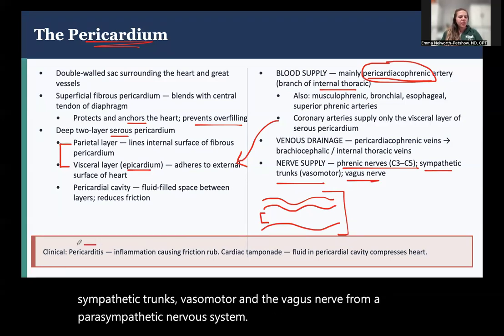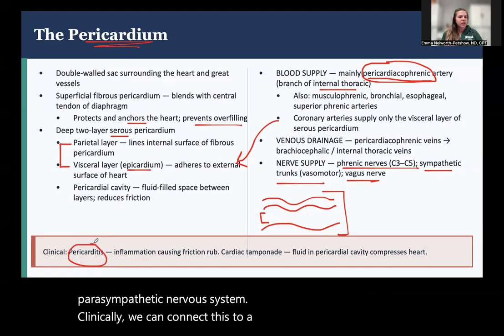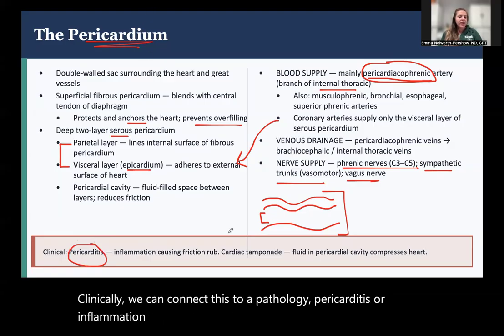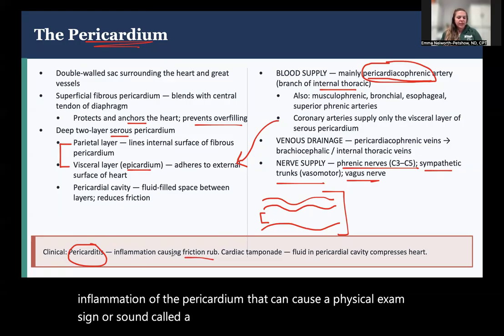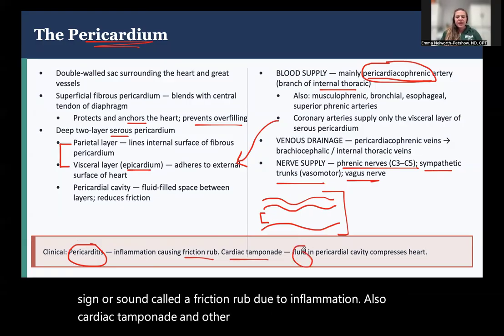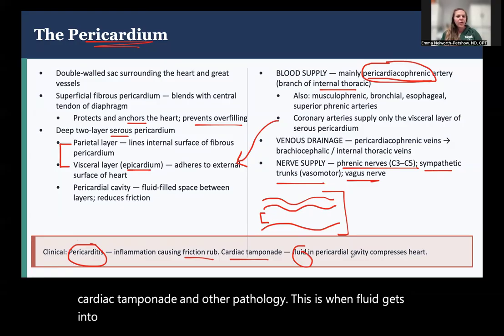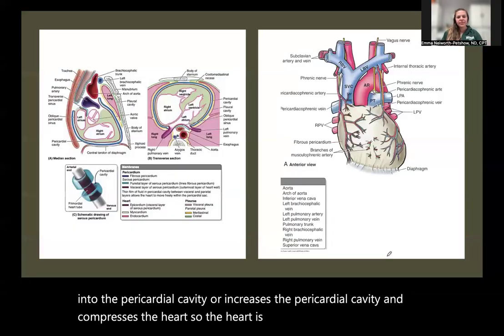Clinically, we can connect this to a pathology, pericarditis, or inflammation of the pericardium, that can cause a physical exam sign or sound called a friction rub due to inflammation. Also, cardiac tamponade, another pathology. This is when fluid gets into the pericardial cavity or increases in the pericardial cavity and compresses the heart. So the heart is unable to contract effectively.